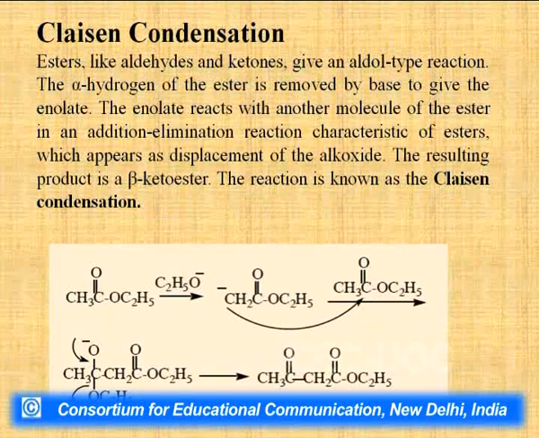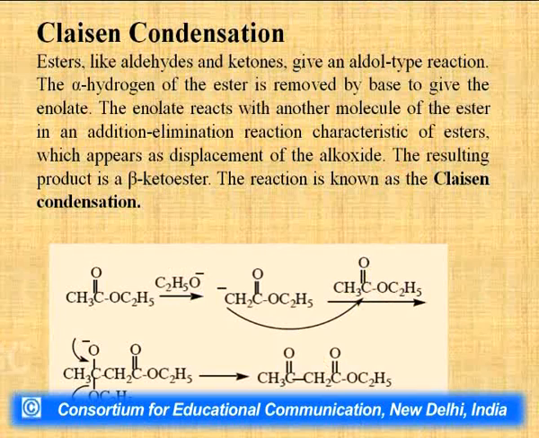Claisen condensation. What is Claisen condensation? Esters, like aldehydes and ketones, give an aldol type reaction. When the alpha hydrogen of an ester is removed by base to give the enolate, the enolate reacts with another molecule of the ester in an addition-elimination reaction characteristic of esters, which appears as displacement of the alkoxide. The resulting product here is a beta keto ester, and the reaction is known as the Claisen condensation reaction.